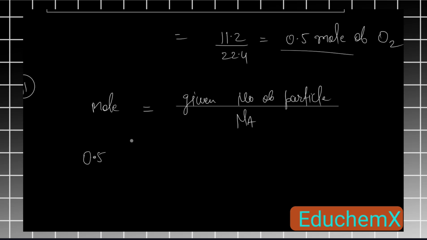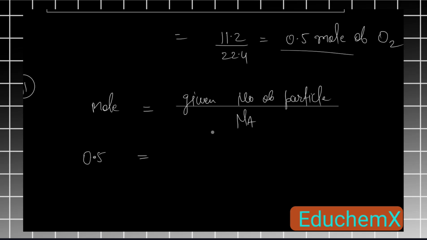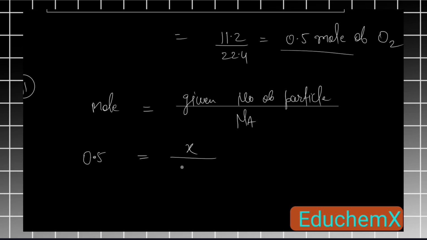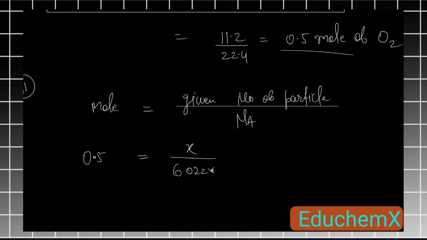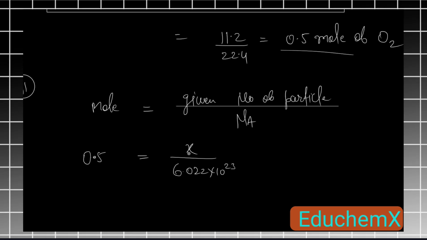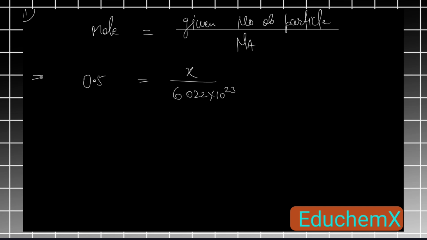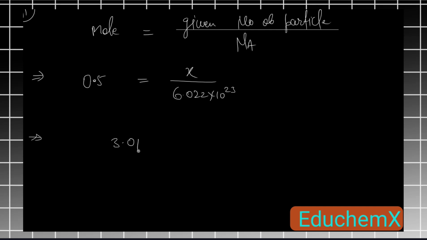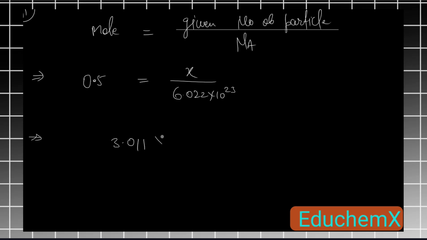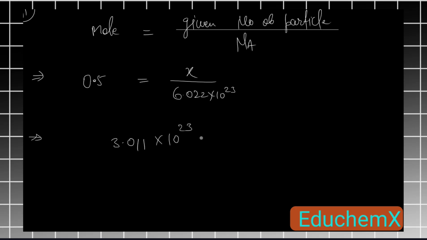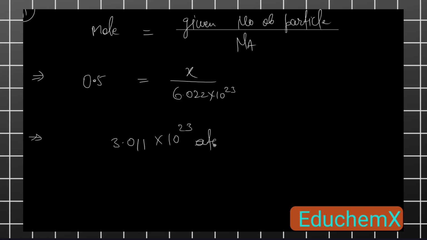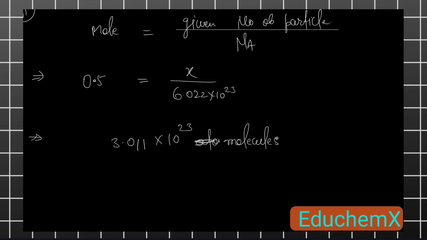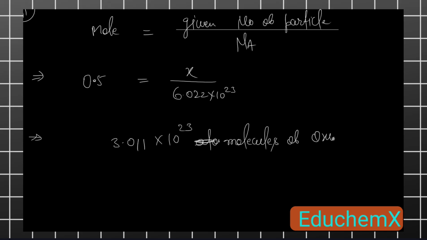So here we have to find the given number of particles. Let's assume it's X, and the Avogadro number is 6.022 into 10 to the power 23. This is the calculation we have to do. Can we say this comes to around 3.011 into 10 raised to power 23? When you do the calculation, this will come, and this many molecules of oxygen gas. Can we say, everyone?